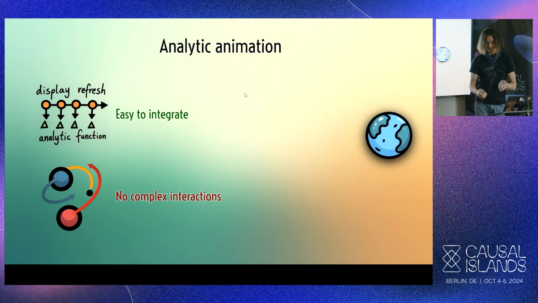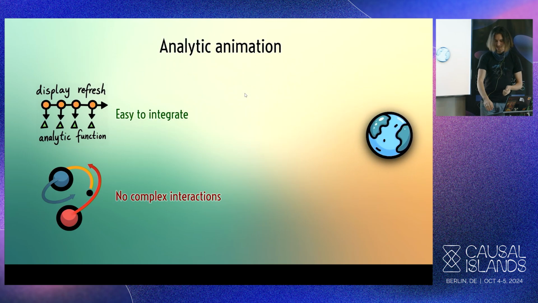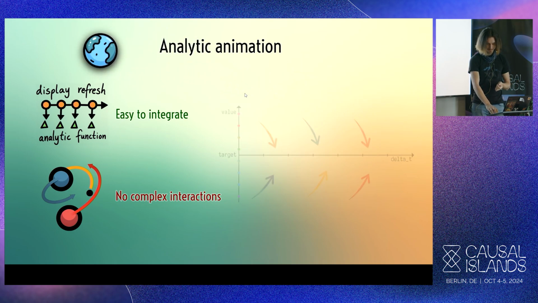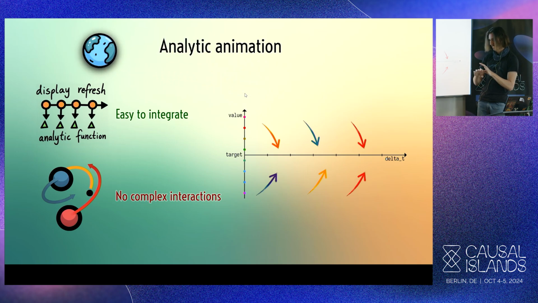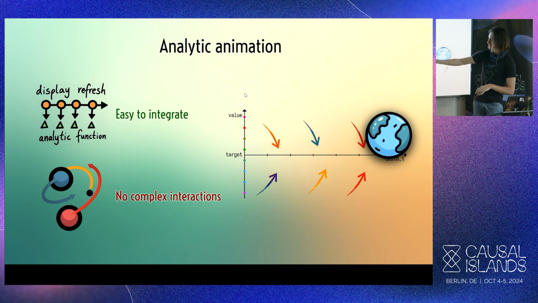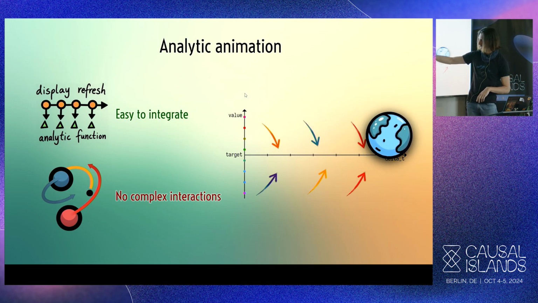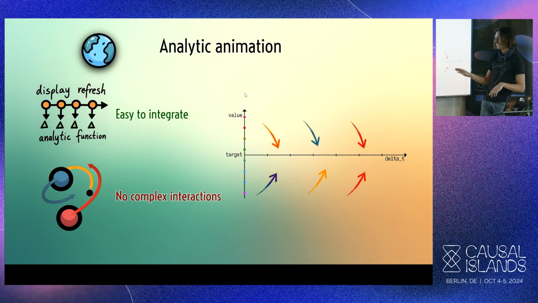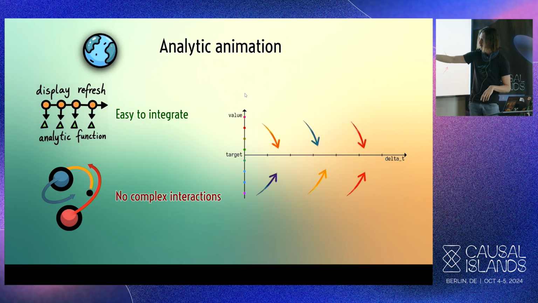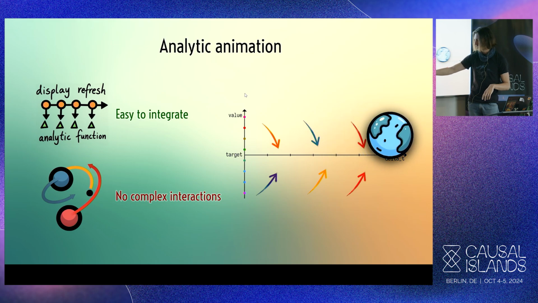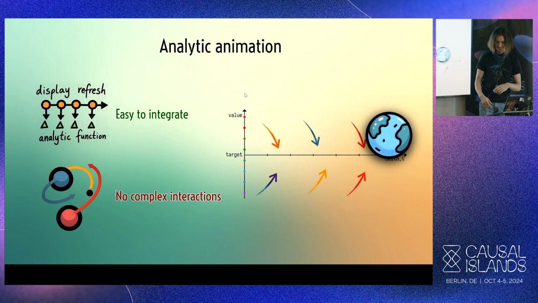I just call this analytic animation, but it's a very old idea. Many games use this kind of animation to actually drive stuff on screen. The function that we will use throughout this presentation is based on this kind of idea. Let's say we have three variables: our value, a target value, and a delta t. As time progresses, we want our value to get closer to the target, regardless of the starting point that we start from.